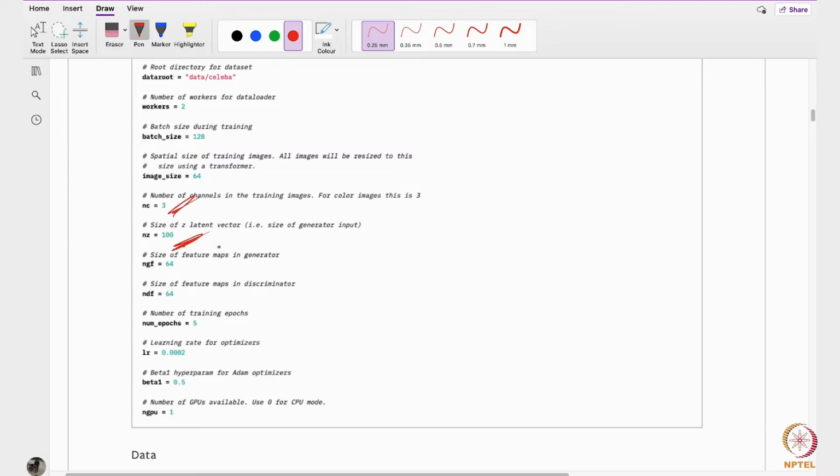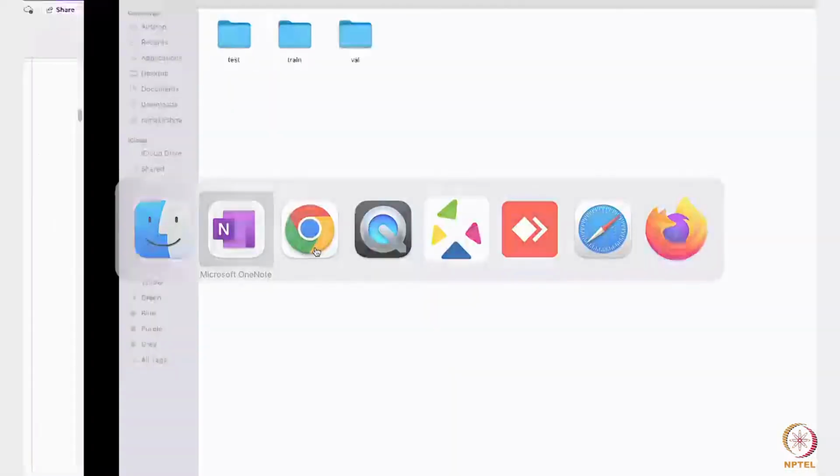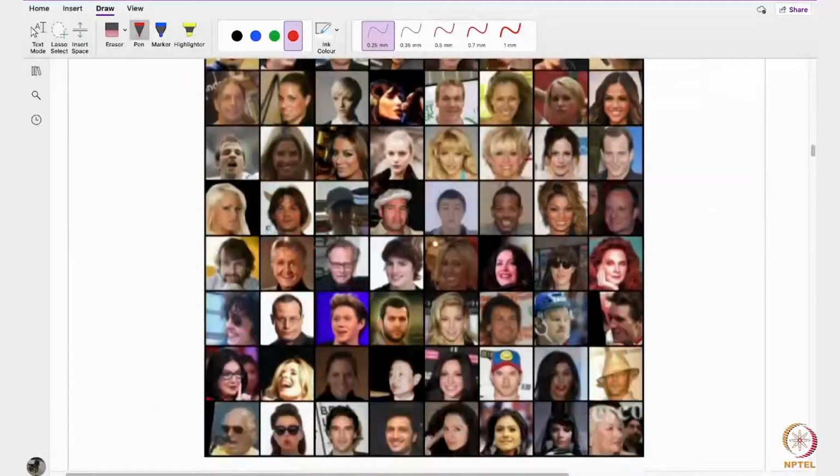This is the number of channels of the input images. Next thing is the size of feature maps in the generator and the size of feature maps in the discriminator. According to your problem at hand, you can keep these values. But here they have kept 64 and 64 for both discriminator and generator. I will explain in the generator section so that you will get some idea.